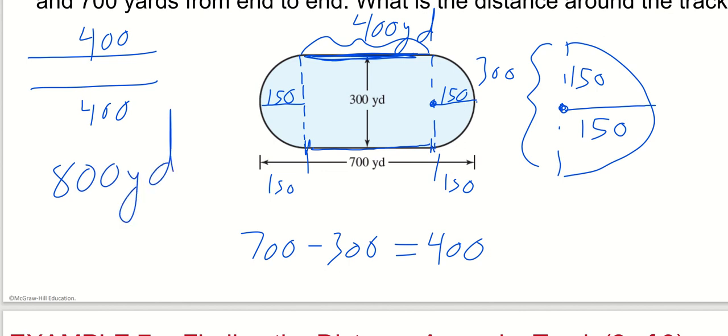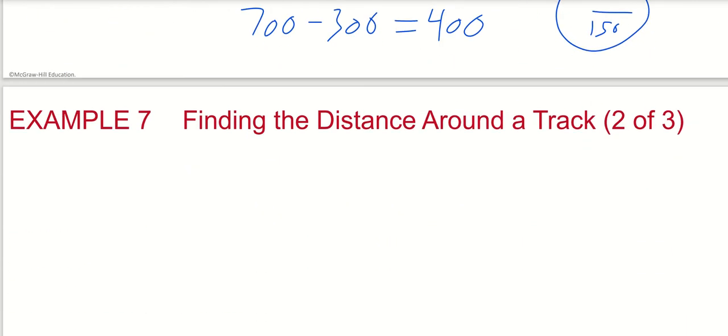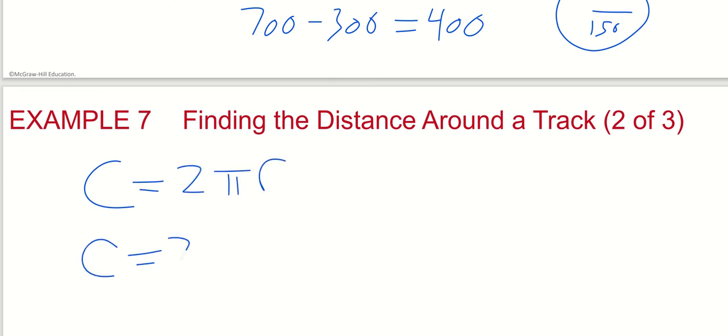And now the only other outside portions we need to cover are the distance from here to here, plus the distance from here to here. Each one of those would be like half of the circumference of a circle, but if we put them together, we would actually get the circumference of a full circle that has a radius of 150 yards. Let's go ahead and find the circumference of that circle. Circumference is 2 times pi times r. This is going to be 2 times pi times 150.